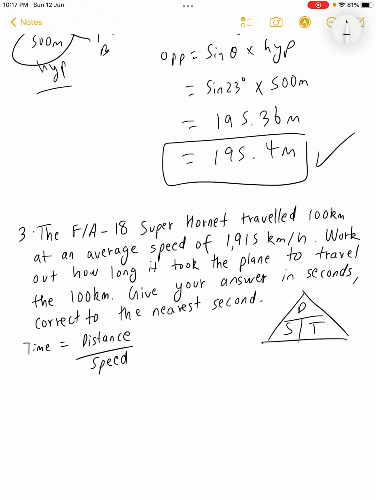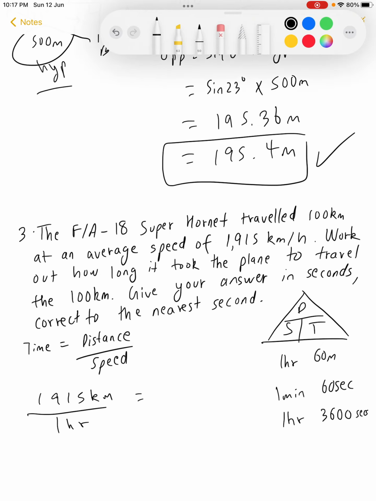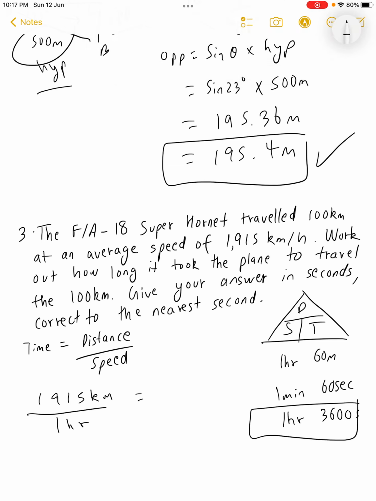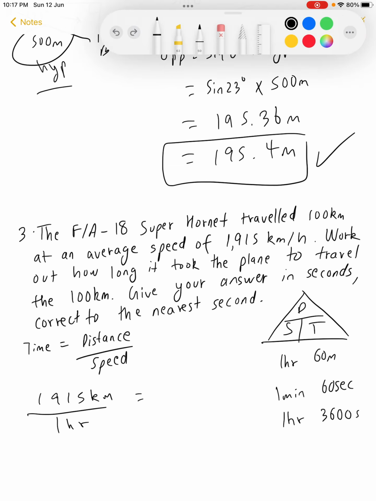So we have to give it in seconds, right? So you're going to do 1,915 kilometers per 1 hour. Now how you're going to do this is that you know that 1 hour is equal to 60 minutes, and you know that 1 minute is 60 seconds. So that indirectly shows that 1 hour has 3,600 seconds.